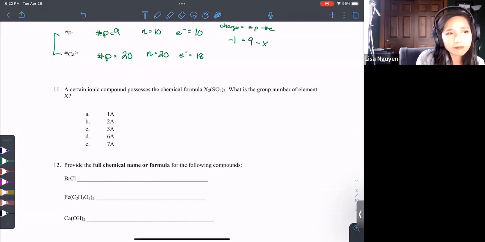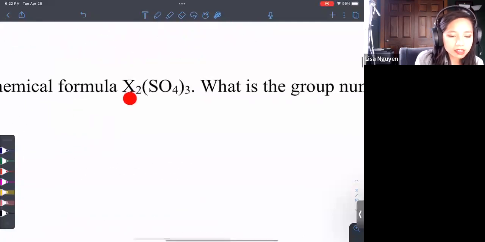So we can take advantage of that idea that we can easily predict a lot of the main group elements. And what I mean by main group elements, I mean groups 1, 2, 3, 4, 5, 6, and 7. Those are our main group elements where we can easily predict the charge most of the time. So in question 11, it says, what group number element is this substance given this formula? Inspecting this, I can tell right off the bat it's an ionic compound.